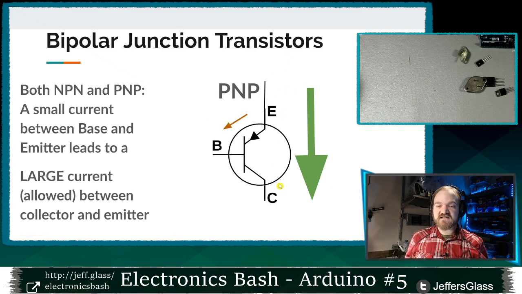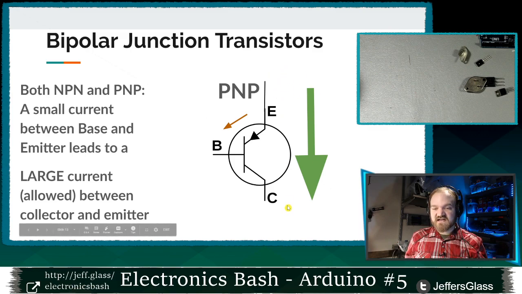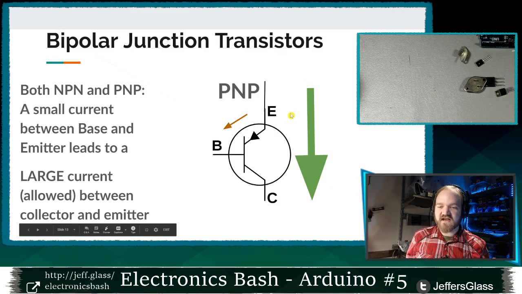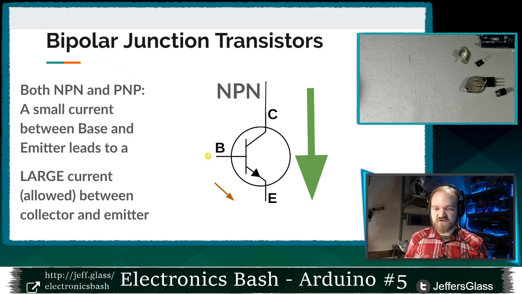For a PNP transistor, things look just a little bit different. Remember we have this arrow pointing the other way here. For a PNP transistor, if we allow a small current to flow from the emitter out through the base, out through this arrow, we will allow a large current to flow from the emitter down to the collector. We're following the same direction as this arrow. So from emitter to collector in a PNP, from collector to emitter in an NPN transistor.